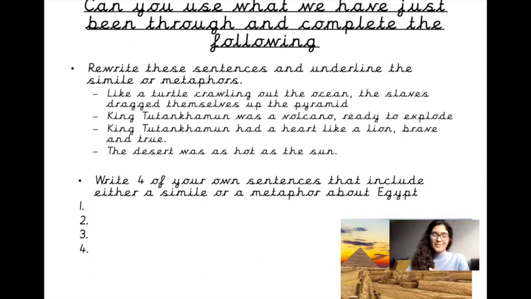After you've done that, I would like for you to write 4 of your own sentences that include either a simile or a metaphor about Egypt. So one sentence, one simile or one metaphor. You don't have to have both, although if you want to push yourself, you can have both in one sentence. Then I want 4 sentences in total.